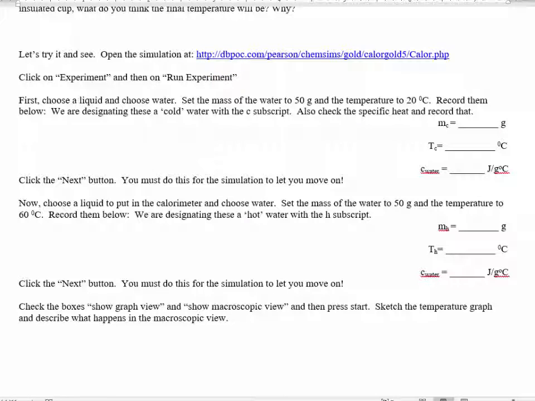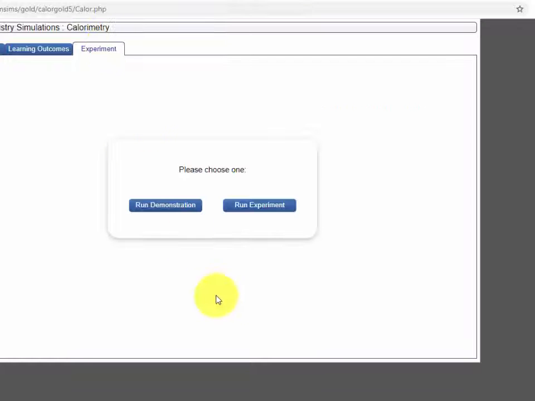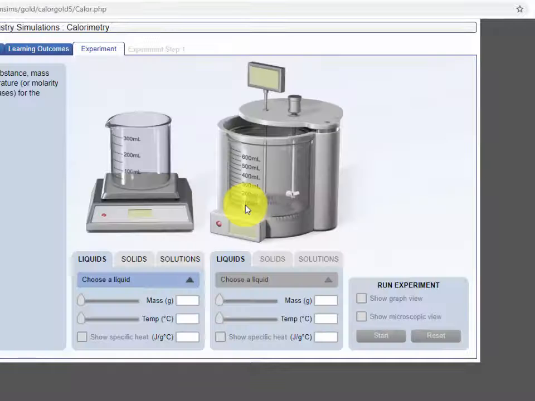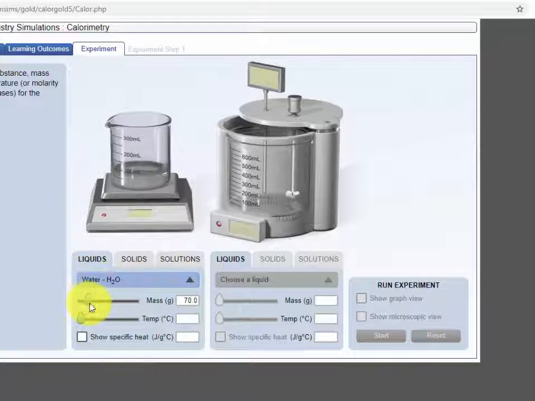So you're going to click on that guy right there. You're going to come to this page. On this page, we're going to click on the Run Experiment tab, and we're going to choose water. I'm just not going to choose the correct masses or temperatures for you, but you can see how to mess around with these guys. Note that you do have to hit the next button.